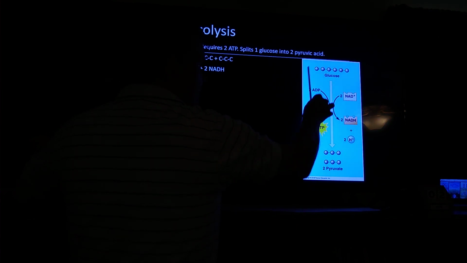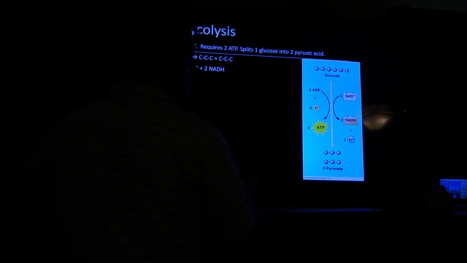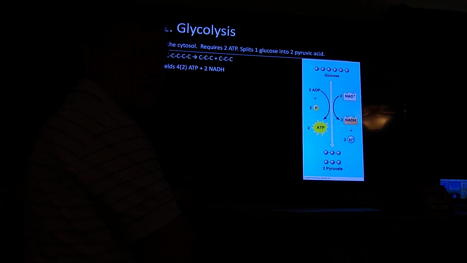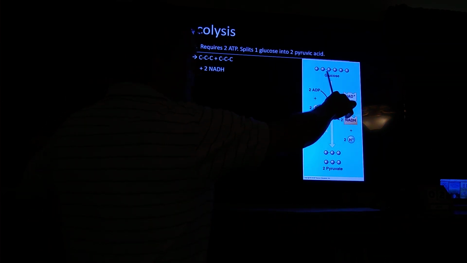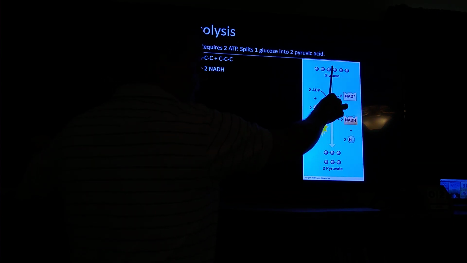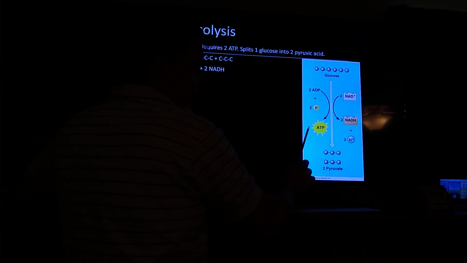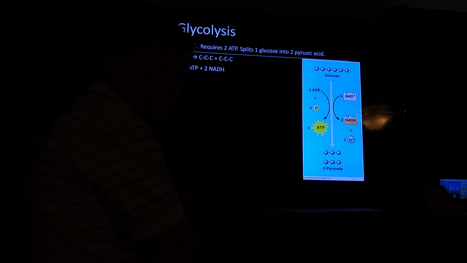So this is a representation of my glucose molecule, and what I'm going to do is cut it in half. I start with my glucose molecule and I cut it in half. When I cut it in half, I get 2 ATP as a result.